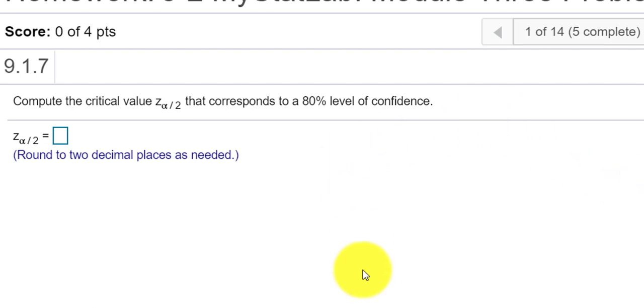3-2 homework assignment or your StatLab assignment. The first question asks you to compute the critical value. It looks like Z sub alpha over 2. That corresponds to an 80% level of confidence. You can use the tables in the back of your book to help with this. You can also use StatCrunch.